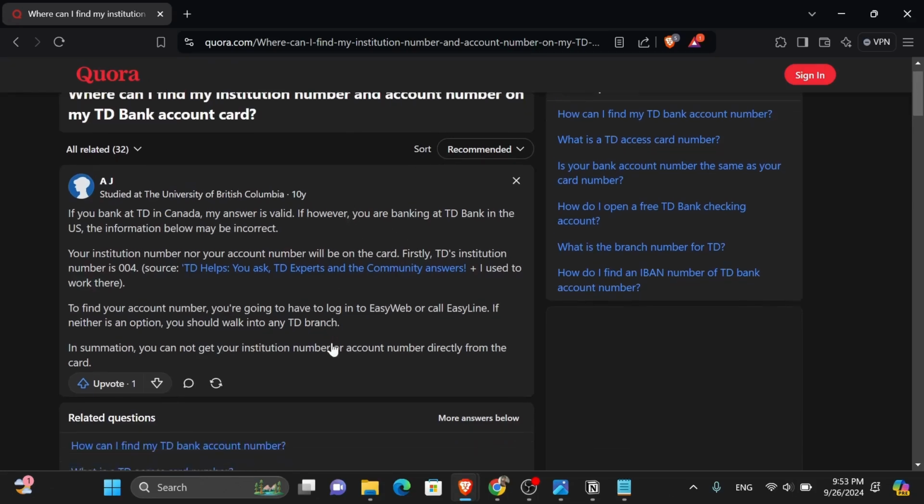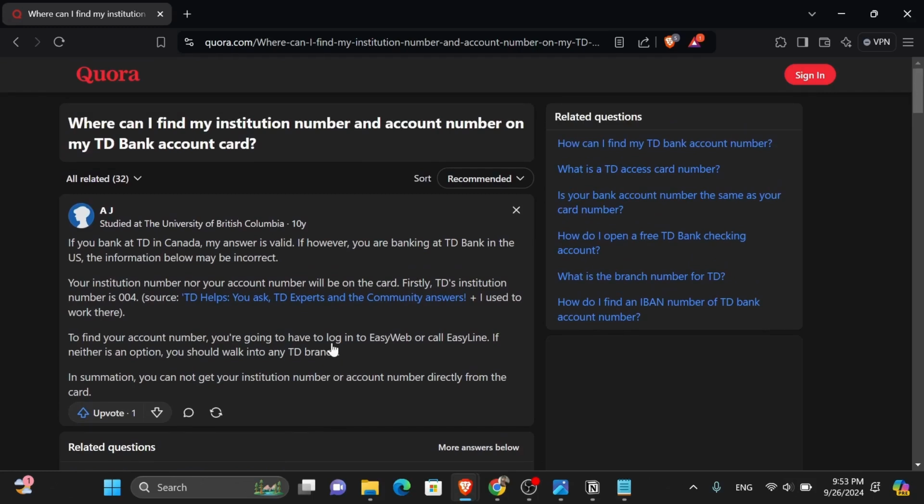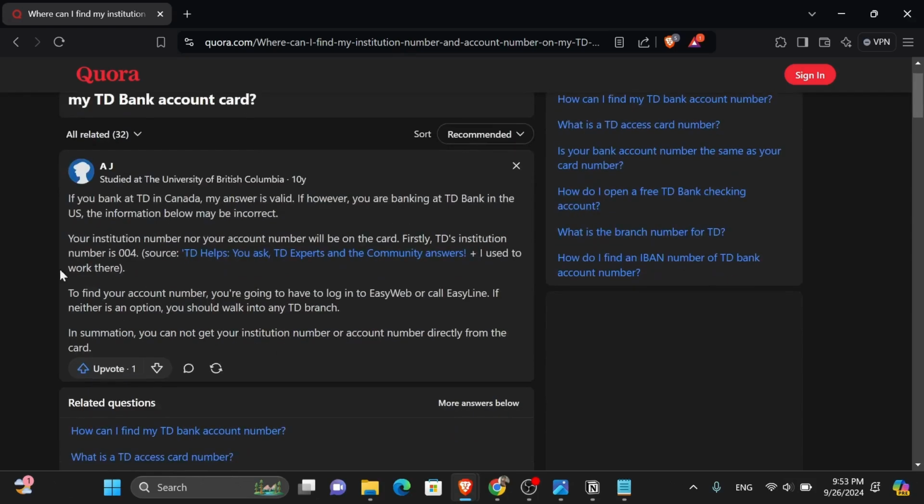As you can see here, the question was, where can I find my institution number and account number on my TD Bank account card? And here's an answer from a former worker at TD Bank. He says that if you bank at TD in Canada, my answer is valid. However, if you are banking at TD Bank in the US, the information below might be incorrect.